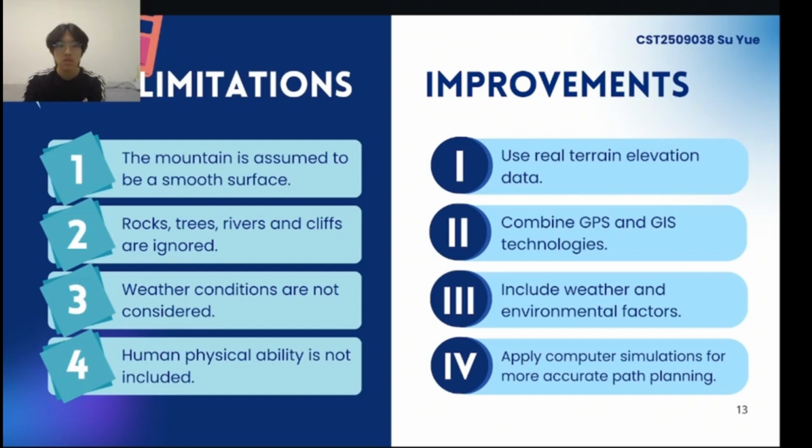Third, weather conditions such as rain or strong winds may affect the safest or fastest routes, but these factors are not considered. Finally, different climbers have different physical abilities, which may also influence the best paths. To improve this model, we could use real terrain elevation data together with GPS and GIS technologies. We could also include weather information and use computer simulations to generate more realistic path planning.